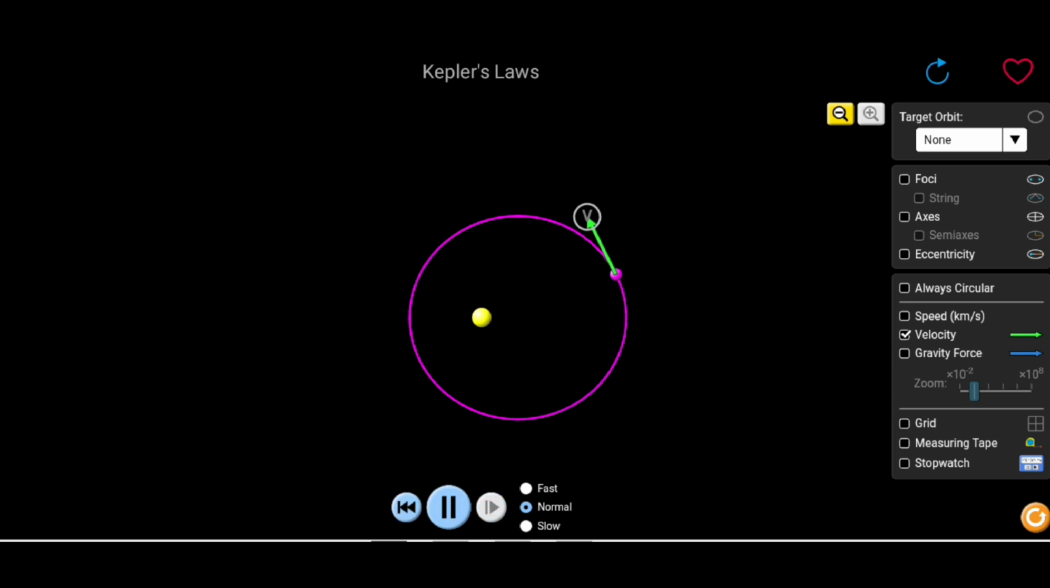Introduction to Kepler's laws of planetary motion. In the early 1600s, Johannes Kepler unveiled 3 revolutionary laws of planetary motion. These laws described how planets move around the Sun, replacing older models that assume circular orbits.